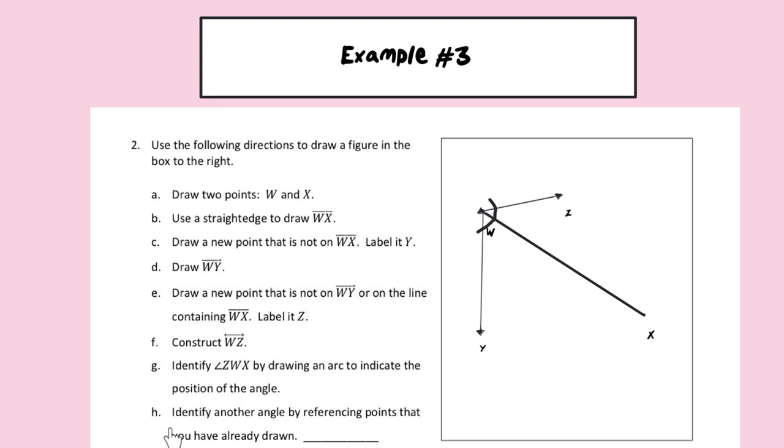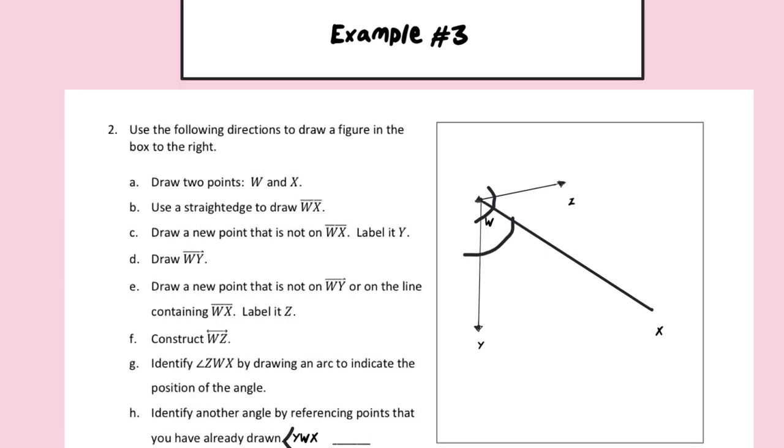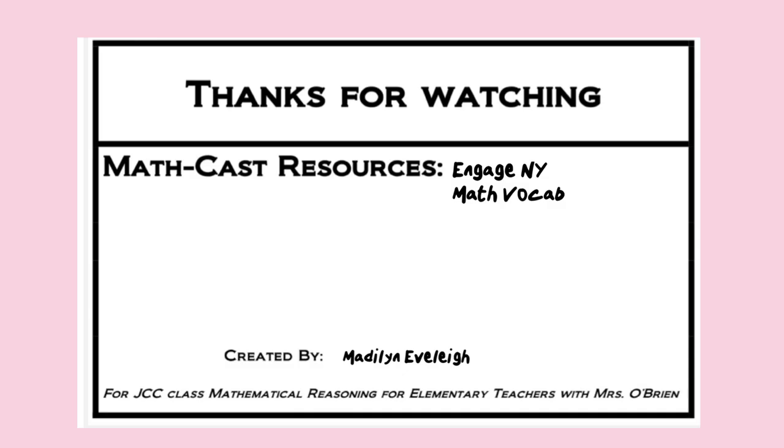Lastly, we are to identify another angle by referencing points that we have already drawn. We do have one more angle here, and that would be angle YWX, and so I'm going to draw an angle arc right here to indicate that we were talking about this specific angle. And here I labeled this angle YWX.